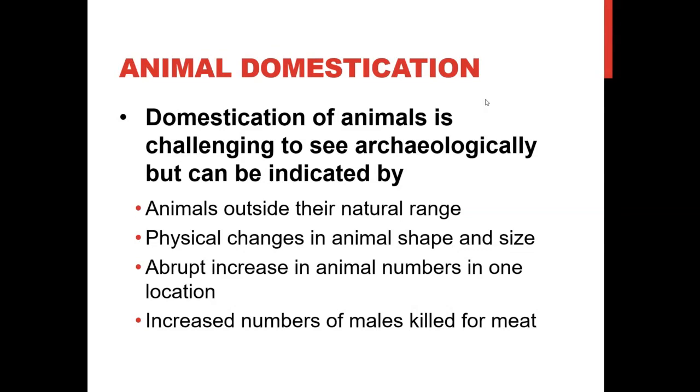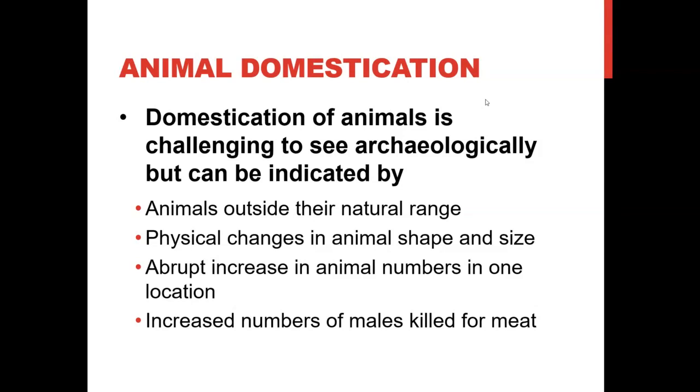Physical changes in animal shape and size. If you look at the bone structure of a dog today and the bone structure of a dog 1,000 years ago, it'd be different, right? So those physical changes are noticeable. That is evidence that there was domestication. Abrupt increase in animal numbers in one location. Think about a farm. How many cow bones would be there if it just got wiped out right now? A lot, right? So if you see all those bones from the same animal, it's a pretty clear indicator that it's been domesticated.